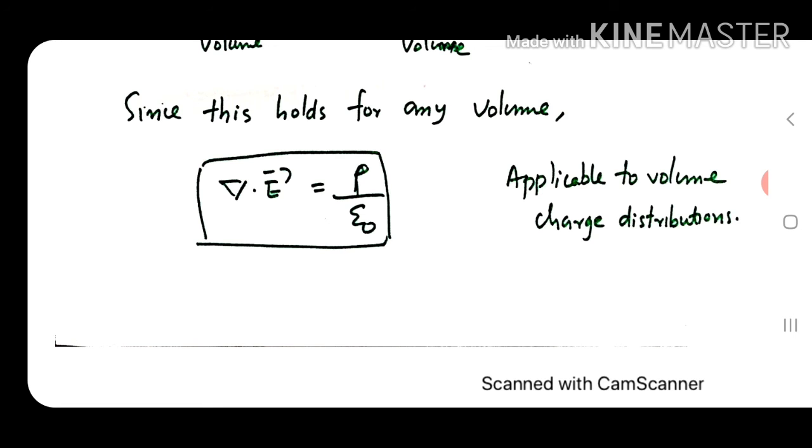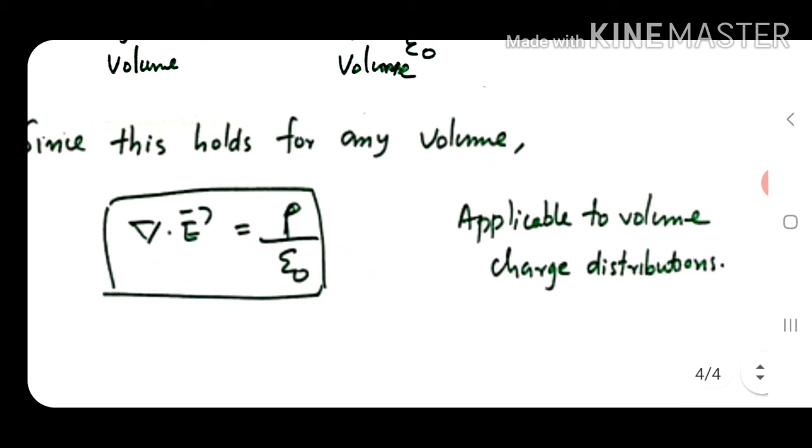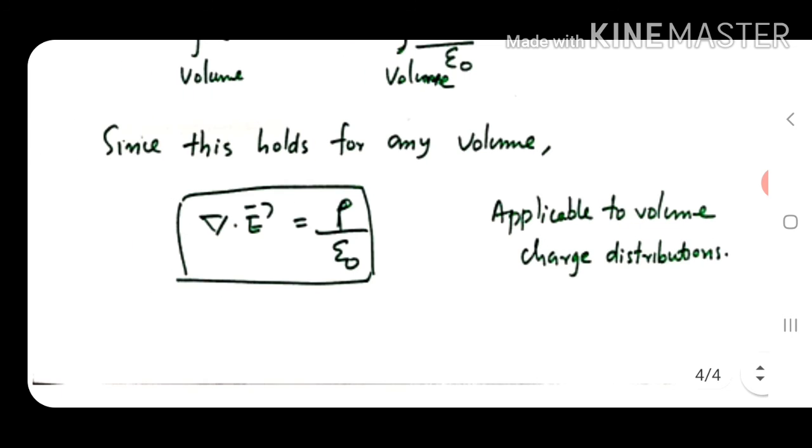This is the differential form of Gauss's law, which is applicable to volume charge distributions. The integral form of Gauss's law we can apply for point charges, for line charge, for area charge, for volume charge. But the differential form of Gauss's law is applicable for volume charge only.